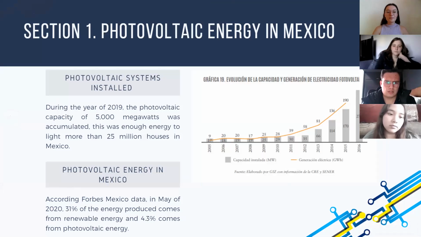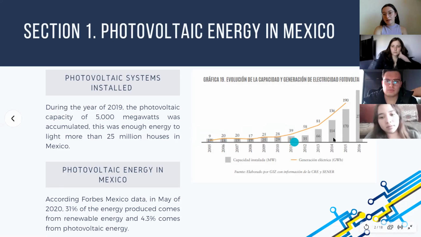According to Forbes, in Mexico, 31% of the energy is produced from renewable energy, and 4.3% comes from photovoltaic energy. In this graph, we can see that the generation and use of renewable energies has risen exponentially.